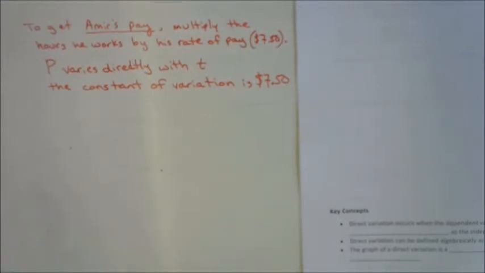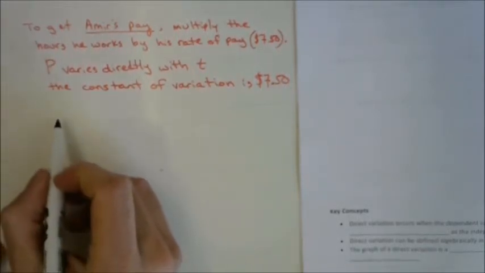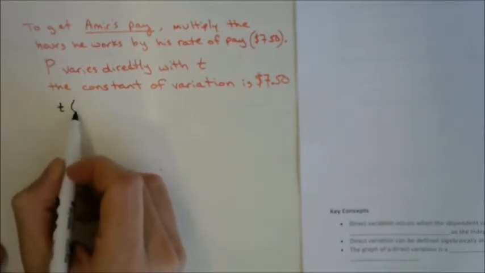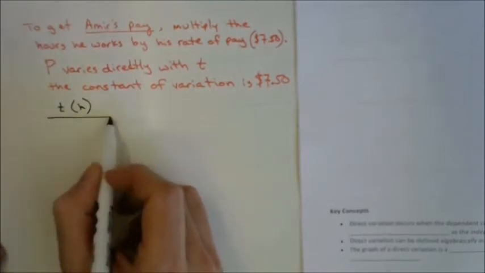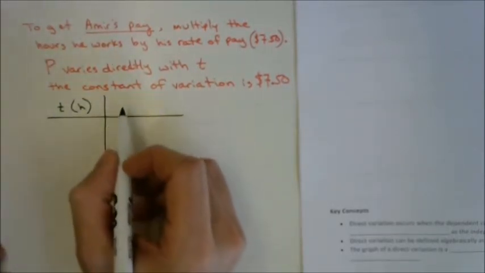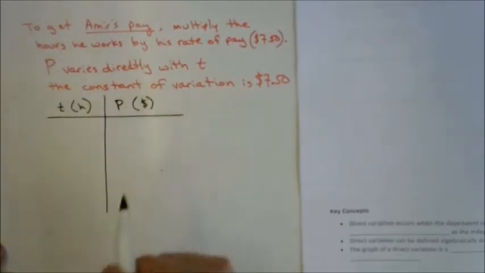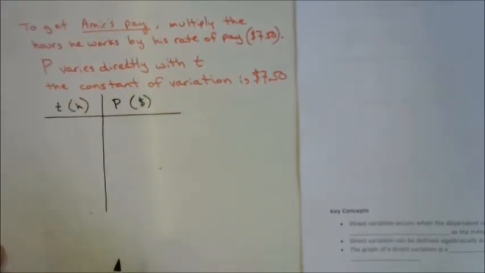Okay, we are going to graph it. So for part B, we're going to illustrate the relationship graphically and represent it with an equation. Now, for starters, whenever you're graphing something, we're going to make a table of values, okay? So we've got T, which is measured in hours, and we have P, which is measured in dollars, okay?